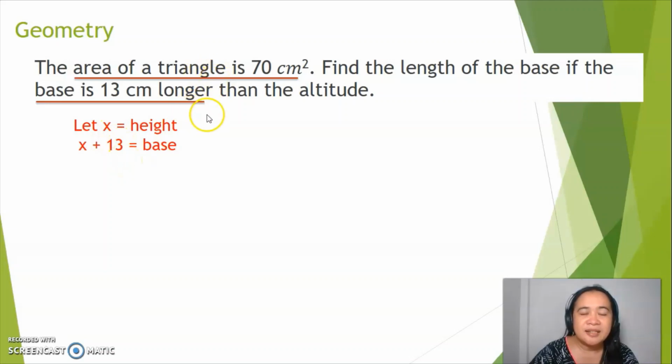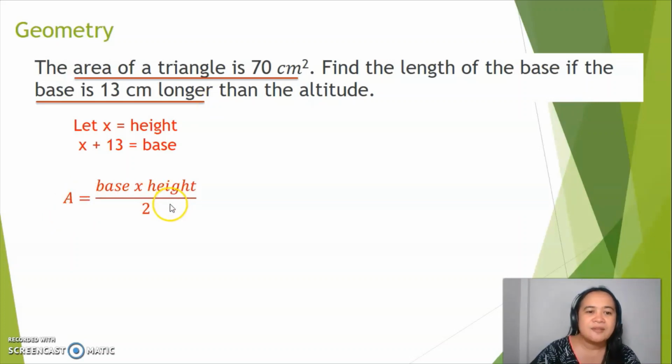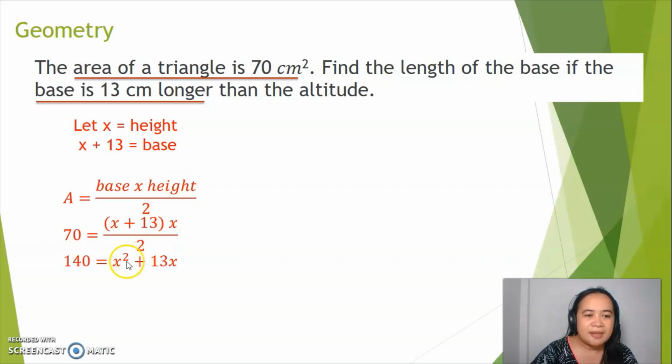Another given is the area is 70 centimeters squared. Take note, area of a rectangle is base times height divided by 2. So let's substitute. That would be 70. Our base is x plus 13 and our height is x. So cross multiplying, we will get 70 times 2 is 140. This would be x squared plus 13x. Rewriting the quadratic equation, we will get this.